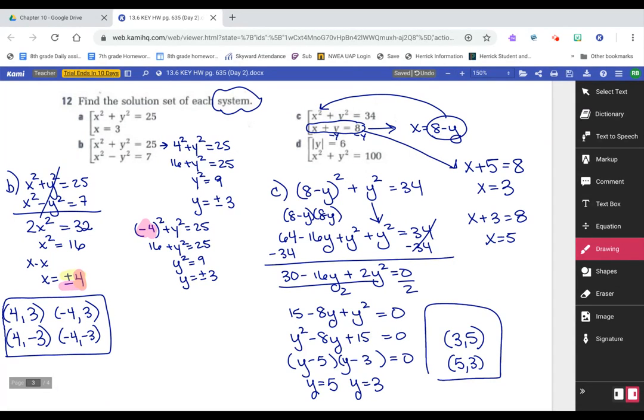Couple hints. So for letter A, it's pretty simple. For letter D, think about it. I don't want to give away the answer, but think about the fact that you have the absolute value of y. So what does that mean? That y could be what two numbers?